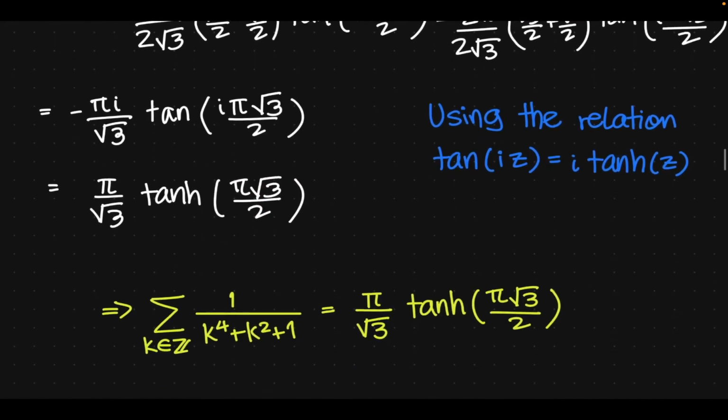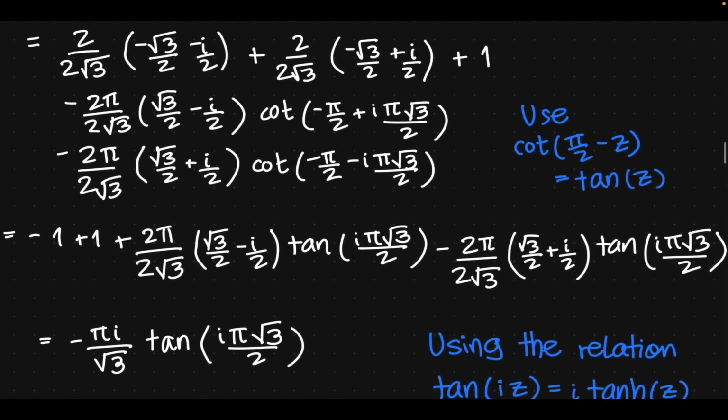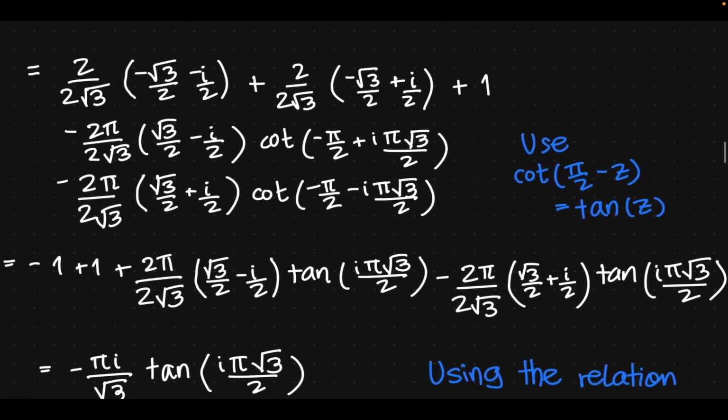You can check this with Desmos or some calculator up to certain values. But this should be the closed form of the sum over all integers of 1 over k to the 4th plus k squared plus 1 is just pi over square root 3, tanh of pi square root 3 over 2. Let me know if any step here wasn't clear.